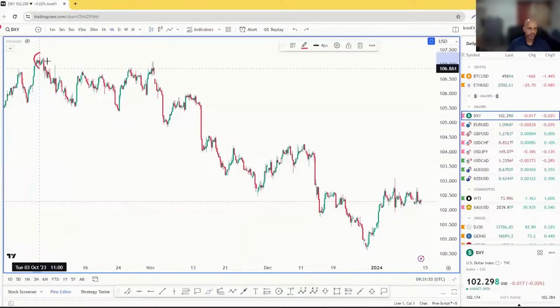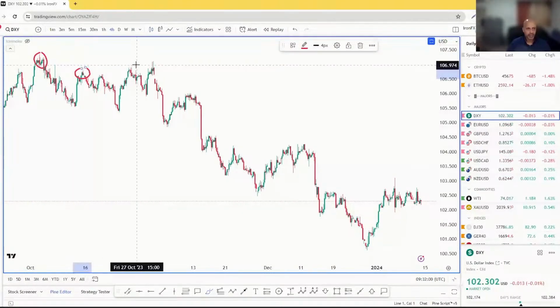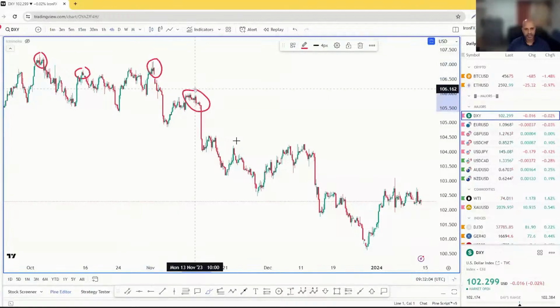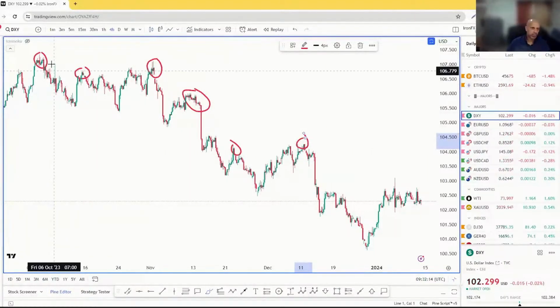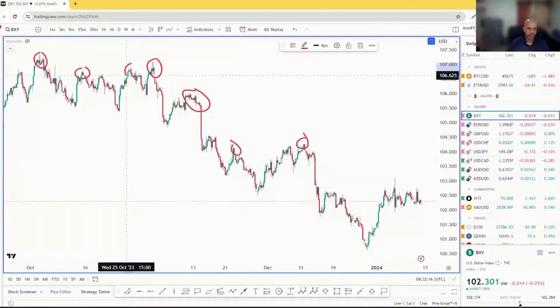We can see this is a significant swing high. This is also another significant swing high here. This is another significant swing high. This is another high. This as well, this as well here, right? So 1, 2, 3, 4, 5, 6, right? These are generally how we would identify significant swing highs, as this one here as well.